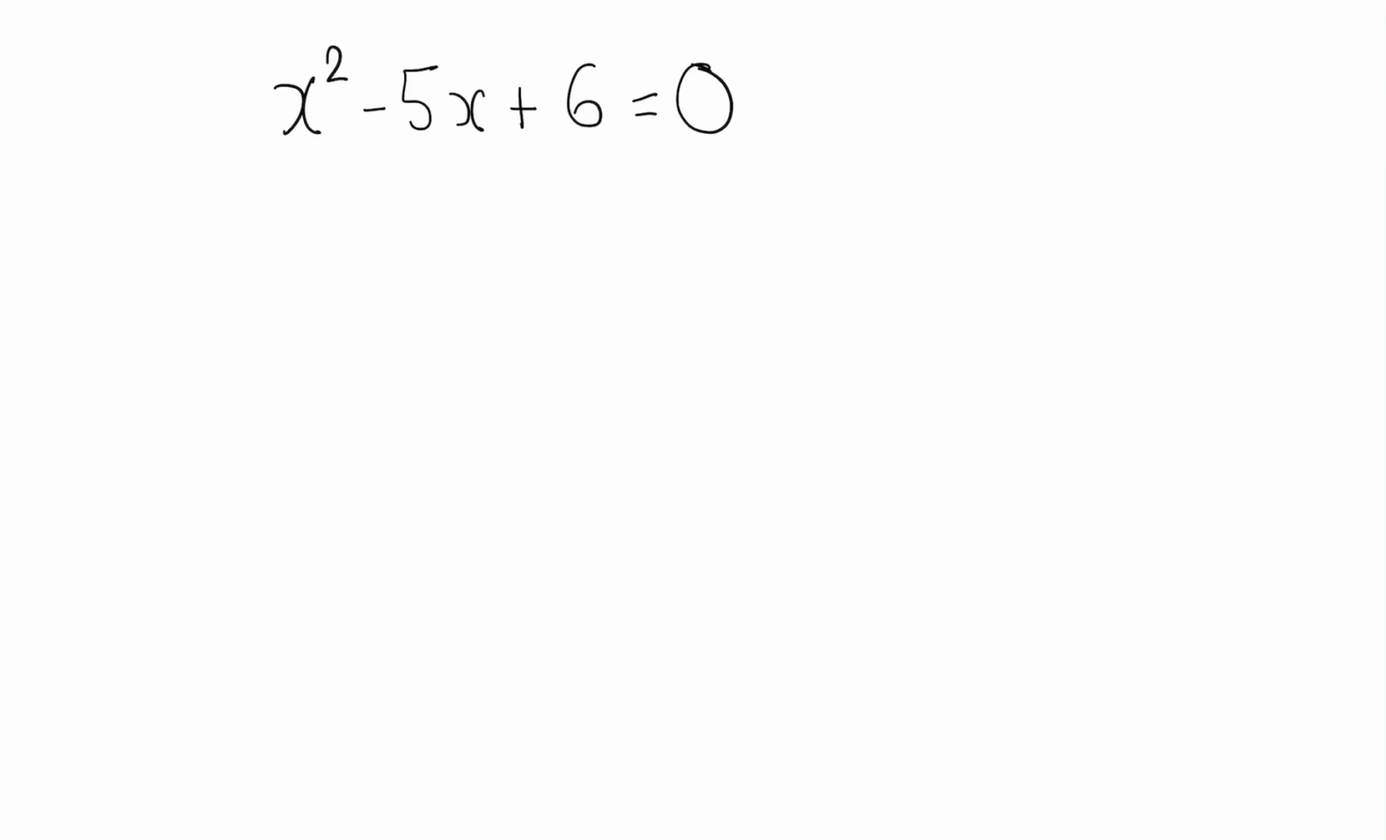Okay, so here's how you factorize quadratics. First, you get your constant term, which is 6 in this case. Then you write down its factors, and you're going to look for two factors that will add up to make the term in front of the x, so minus 5. So the factors of 6 are 6 times 1, and 2 times 3.